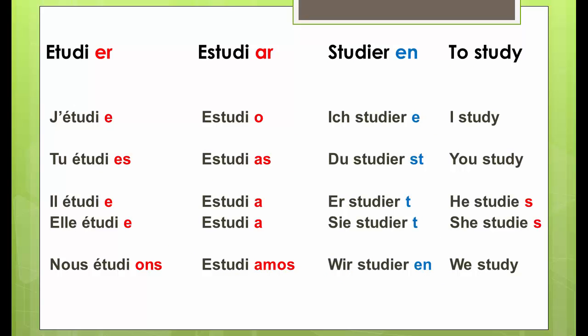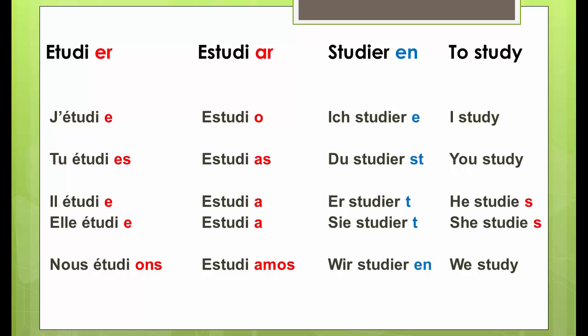The French verb étudier ends in ER. The Spanish equivalent ends in AR. The German ends in EN. And the English infinitive actually has 2 words, to study. In the other languages, we distinguish verb forms by their ending and develop patterns on how to study them.